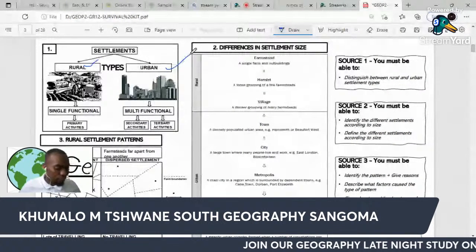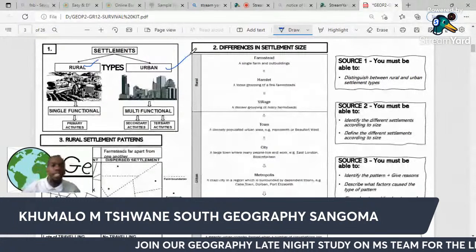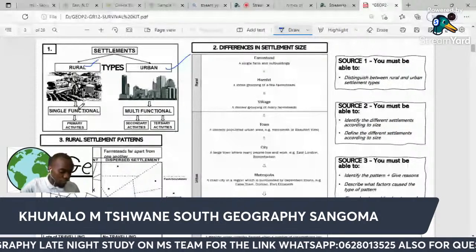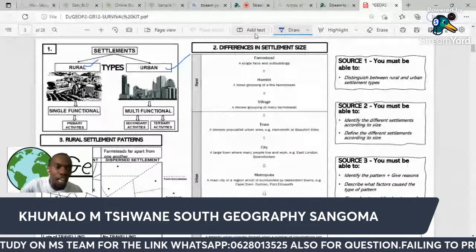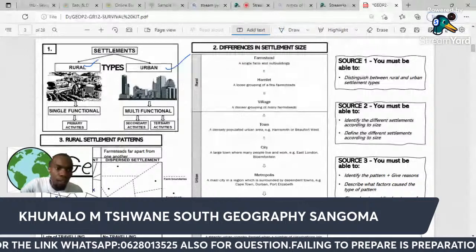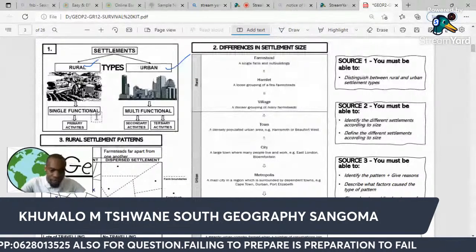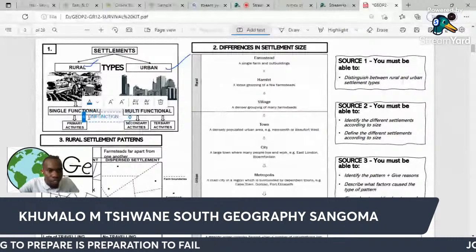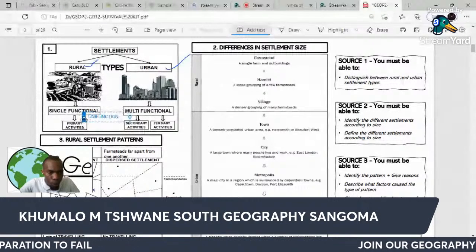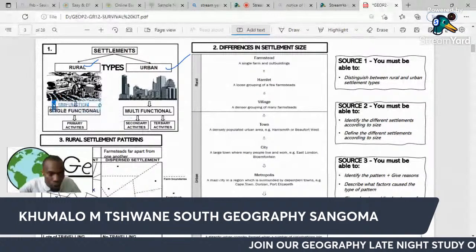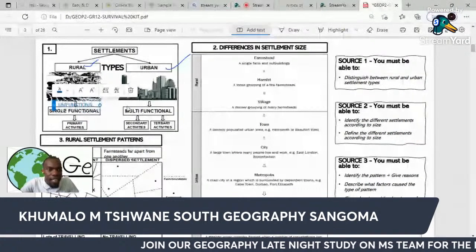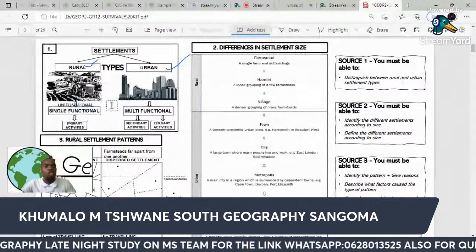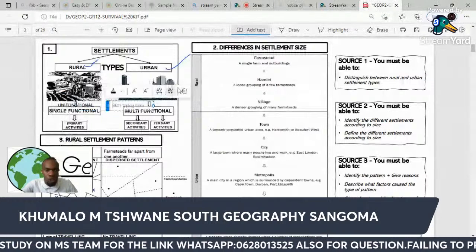So our rural settlement, grade 12, what is it? A rural settlement is a type of settlement that is single functional. Another name for single functional, we have learned this, is unifunctional. So another name for unifunctional is single functional. It means the same thing there, grade 12.